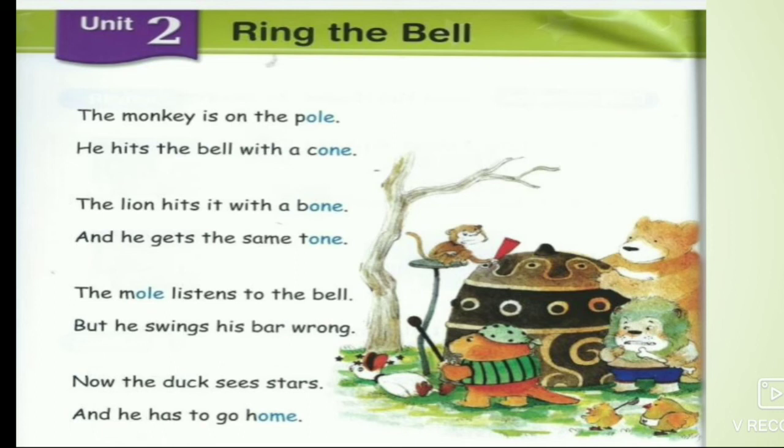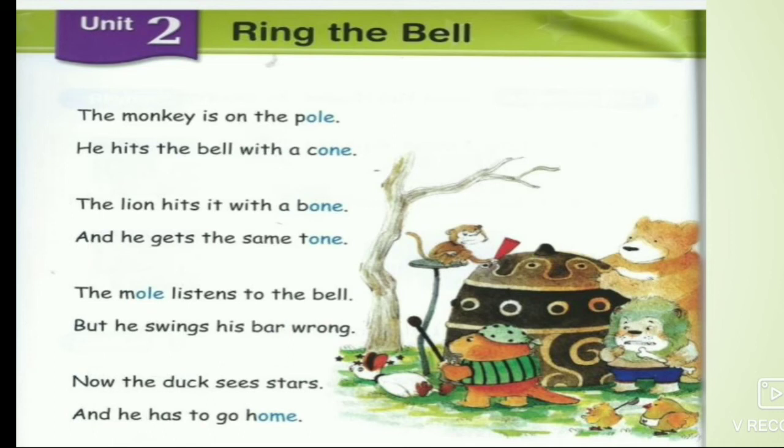Sentence number 3. The lion hits it with a bone. What does the lion hit the bell with? The lion hits it with a bone. Sentence number 4. And he gets the same tone. What tone did the lion get? He got the same tone.